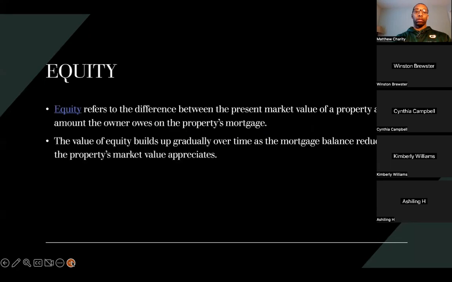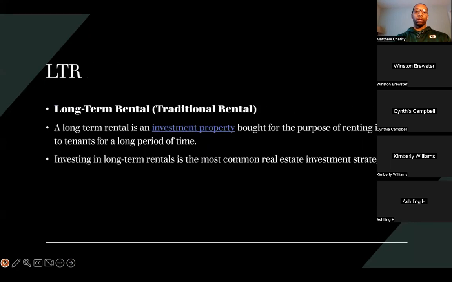Now, I don't think I have a slide for this, but there's also MTR, which is midterm rental, obviously in between short-term and long-term. There's a site called furnishedfinders.com. That's the most common site to use for midterm rentals. Like short-term rentals, midterm rentals are furnished. Like long-term rentals, midterm rentals have a lease. It just depends on the number of months that they want to stay. Usually from 1 to 9 months is pretty common.